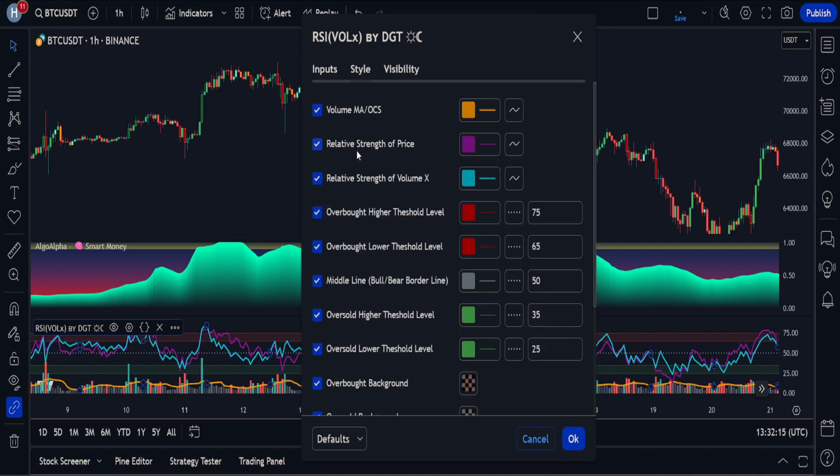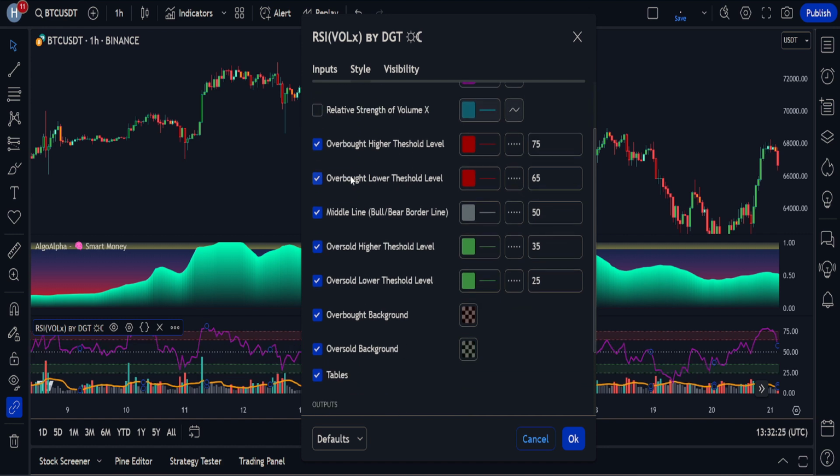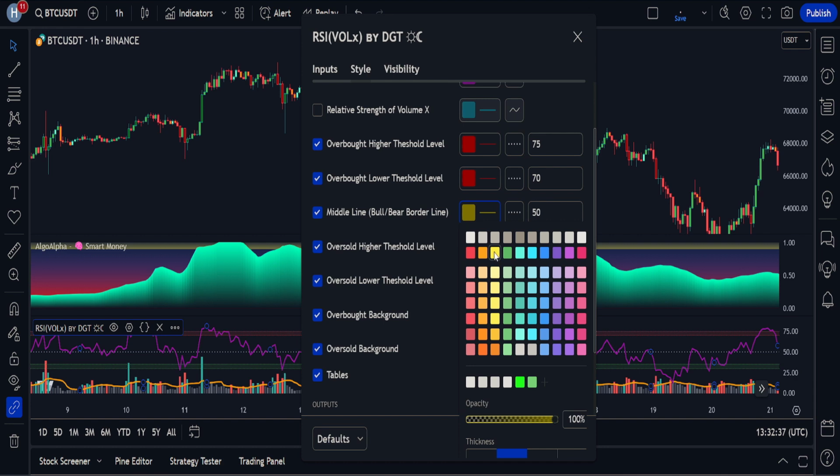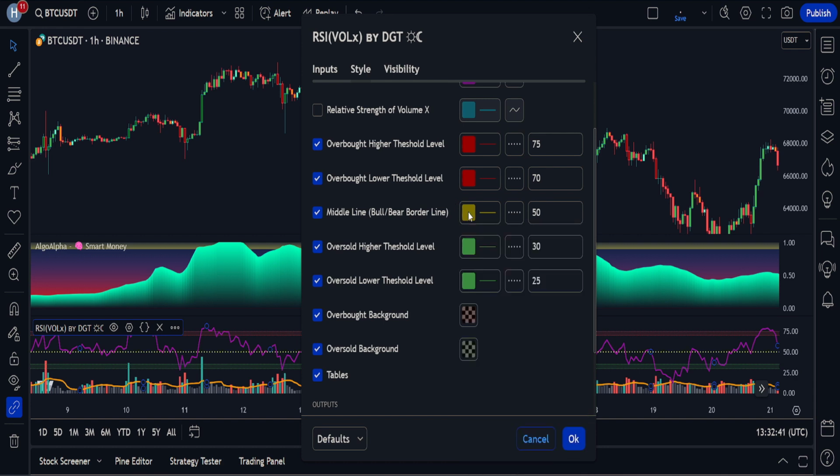We will remove the relative strength volume option because in our strategy, we only need RSI. After that, change the value of the overbought lower threshold option to 70. Also, change the value of the oversold higher threshold option to 30. And finally, I will also change the middle line option color to yellow. And these are all the changes we will do for this indicator. Now that our trading chart is set, let's go through the proper rules and conditions for opening a buy and a sell trade using these two indicators.